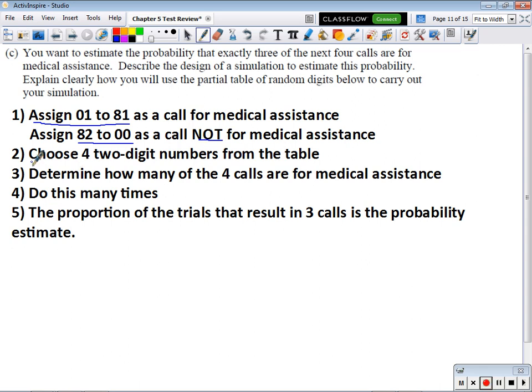Then I'm going to choose 4 2-digit numbers from the table, and when I do that, I'm going to determine how many of those 4 calls were for medical assistance. Then I'm going to repeat this many times, and the proportion of the trials that result in 3 calls being for medical assistance would be the probability estimate. So you want to make sure that you mention that you're assigning numbers, what type of numbers you're going to choose, what it is that you're going to measure when you choose those numbers, that you're going to do something over and over and over again, and that by doing that, that's going to create the estimate. So you want to make sure you mention those 5 things for a question like this.